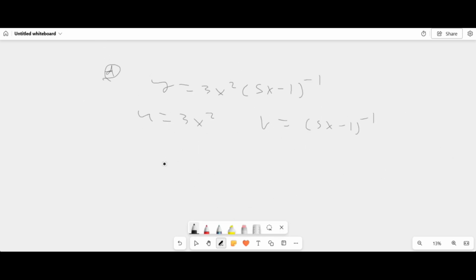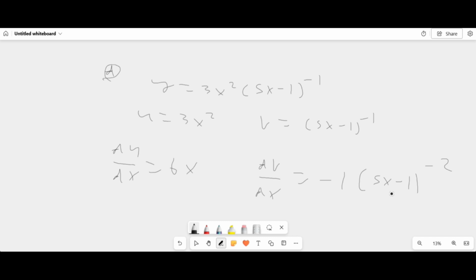So now obviously find du. du over dx is going to be this differentiated, which is 6x. And dv over dx is going to be this differentiated, so bring minus 1 down. And then we're going to keep the bracket the same, that's 5x minus 1, and then take away 1 from the power, that's minus 2. And now differentiate the inside.